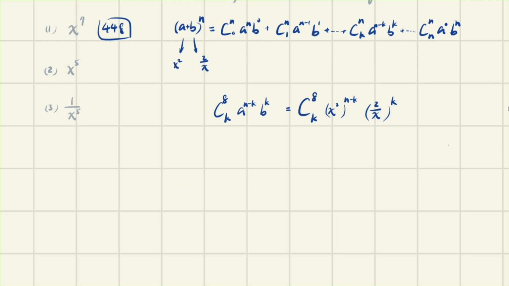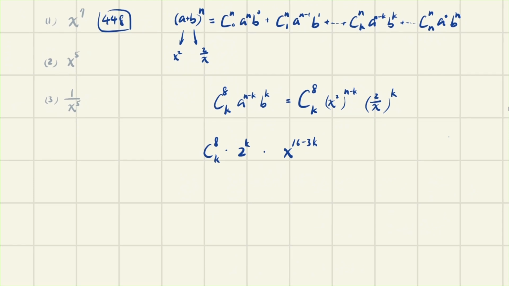So if we separate them, it'll be k times 2 to the power of k times x to the 16 minus 3k. Yeah, and then this thing will be equal to x to the power of 5 because we want to look at the coefficients of x to the power of 5. So 16 minus 3k equals 5, meaning that k equals 11 over 3.